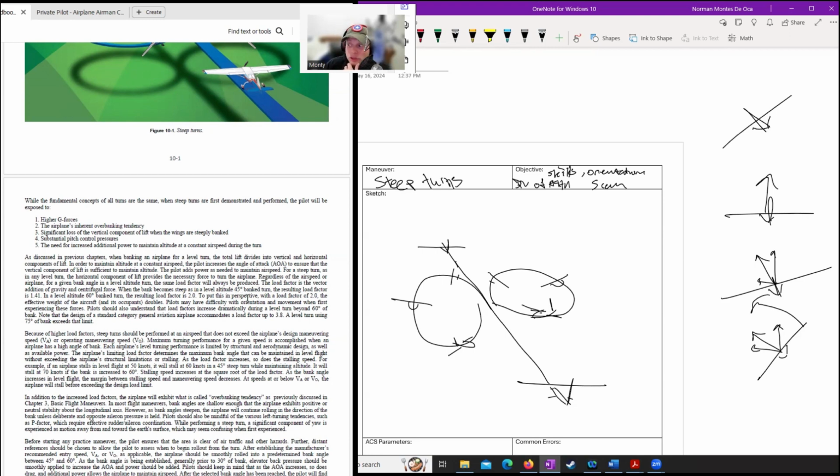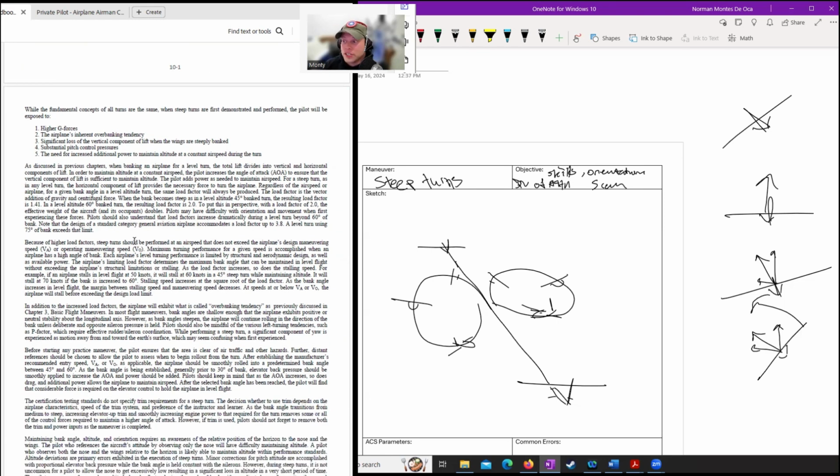To put this into perspective, with a load factor of 2, the effective weight of the aircraft and its occupants doubles. Pilots may have difficulty with orientation and movement when first experiencing these forces. Pilots should also understand that load factors increase dramatically during a level turn beyond 60 degrees of bank. Note that the design of a standard category general aviation airplane accommodates a load factor up to 3.8 Gs. A level turn using 75 degrees of bank exceeds that limit. And that's why we pretty much always stick to between 45 and 60 degrees of bank for the maneuver.